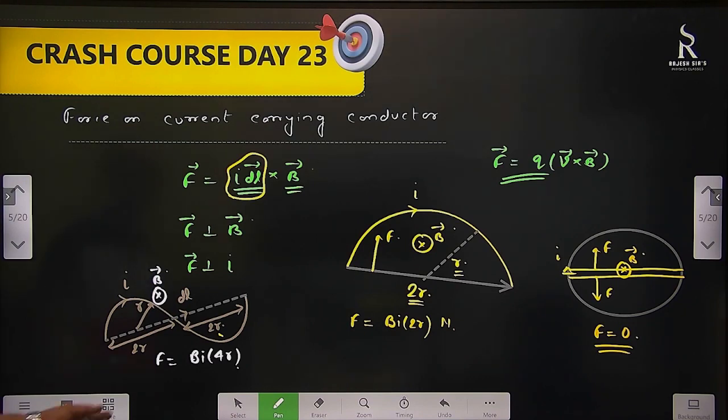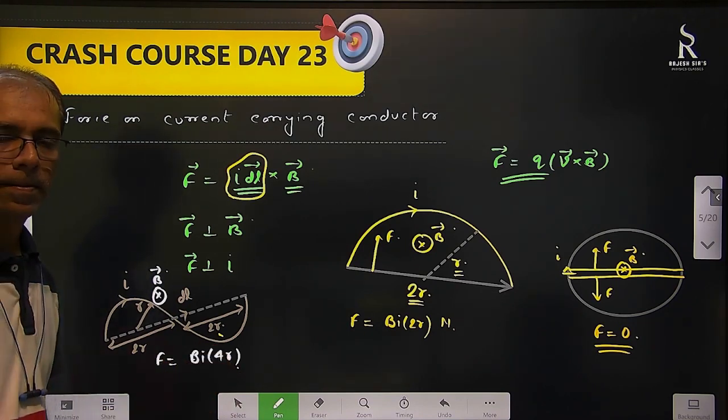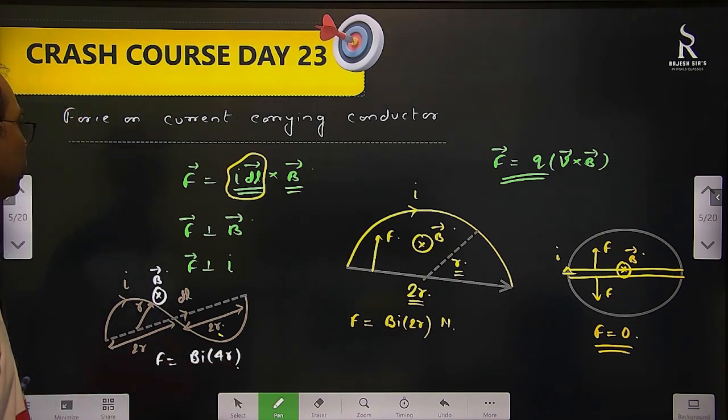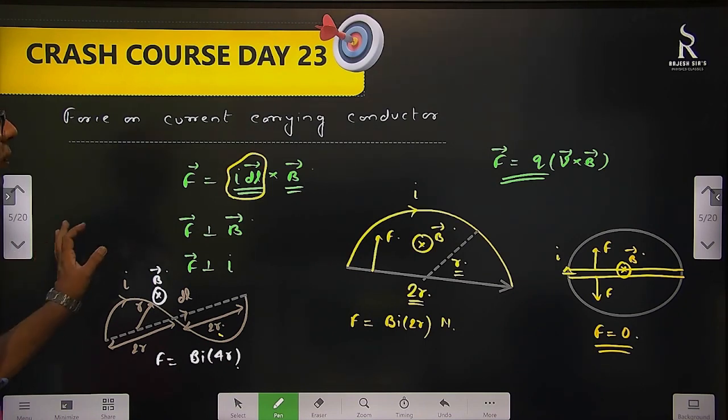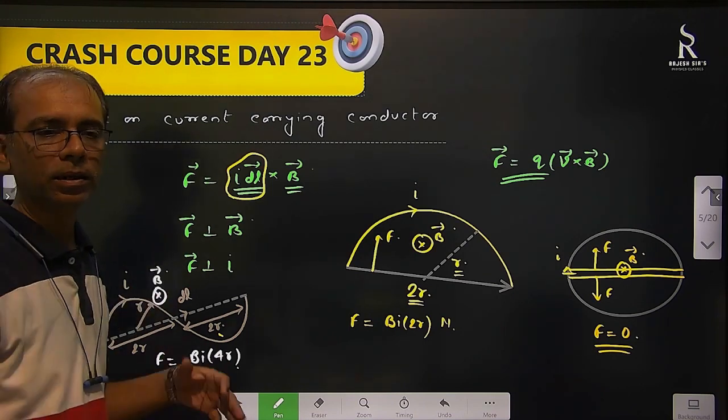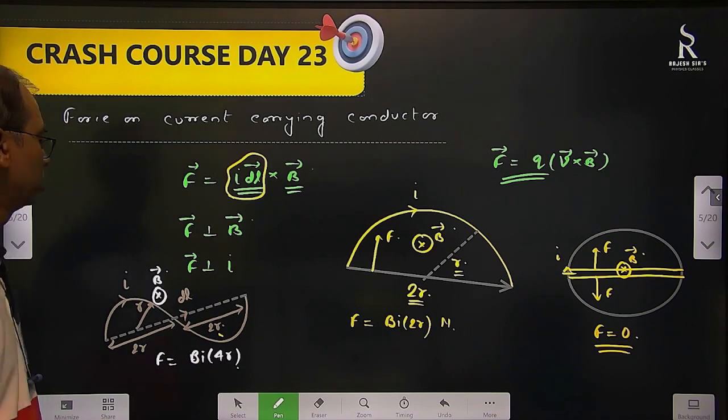So it will become BI into 4R. Clear? Okay. This is how we will find force on current carrying conductor and its direction.